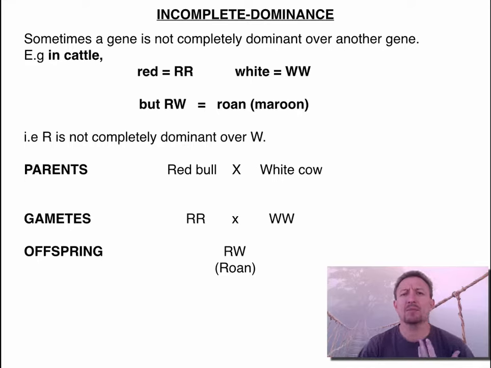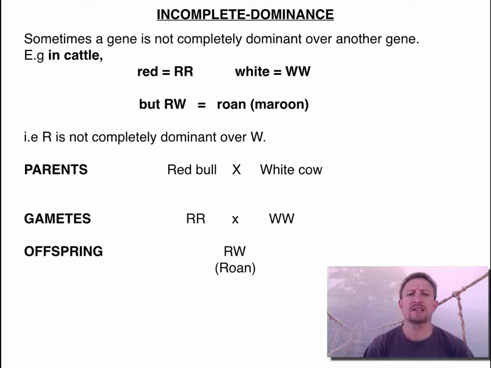A good example of this is in roan cattle. Roan cattle is basically made up by red cows which then mate with white cows, and the red and the white alleles are both dominant. They're both equally dominant, and what is then produced is a mixture of the red and white, and you get this maroon coloration which forms on these cows.